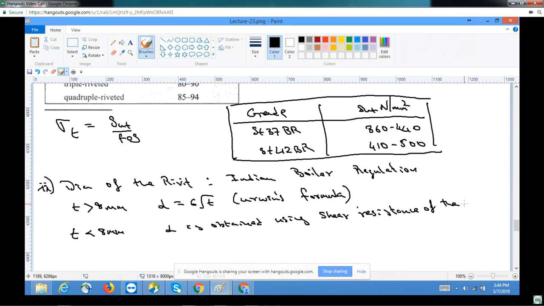Of the rivet. And in any case, it should also follow the, excuse me, minimum diameter requirements for the different thicknesses. So D cannot be less than, or D has to be greater than this thing.